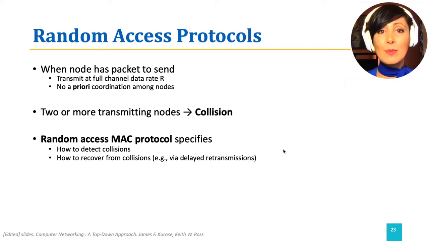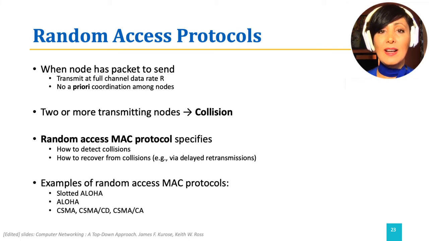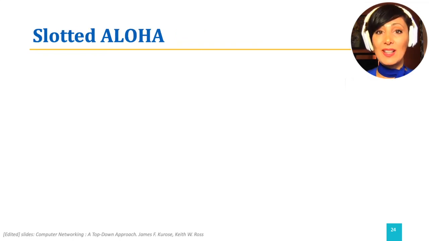Examples of random access protocols that we will briefly discuss include slotted Aloha, Aloha, CSMA, CSMA-CD, and CSMA-CA. Aloha is one of the oldest and one of the simplest random access protocols. We will discuss slotted Aloha as well as pure Aloha. Let's start with slotted Aloha. In our discussions, we are going to assume the following.